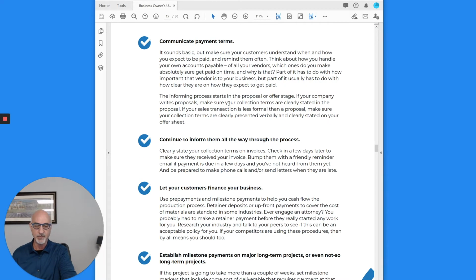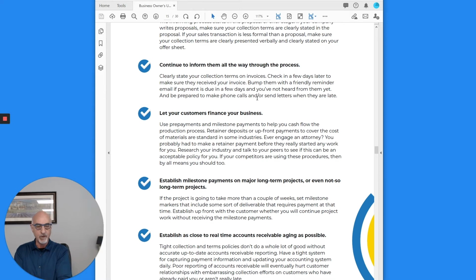Again, communicate your payment terms on your invoice clearly, making sure those are on your invoice, and then continue to inform them along the way through the process. You might have little reminders automatically go out when it's 10 days or 5 days prior to the invoice due date. Just to let them know, hey, the invoice is coming due. We want to make sure you have it. And if you don't have it, let us know so we can communicate with you.